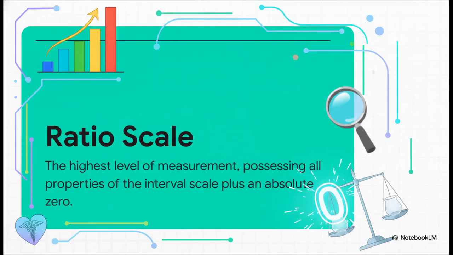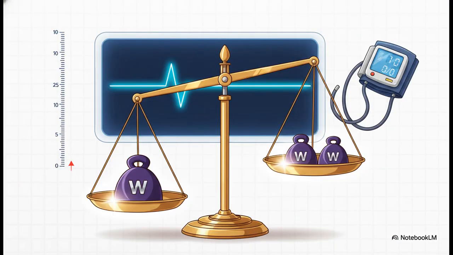And that finally brings us to the very top of the ladder, the ratio scale. This is the whole shebang. It has everything the interval scale has, those equal distances between values, plus the one thing that changes everything, a true absolute zero. When you see a zero on a ratio scale, it means the complete absence of whatever it is you're measuring. Just think about it.